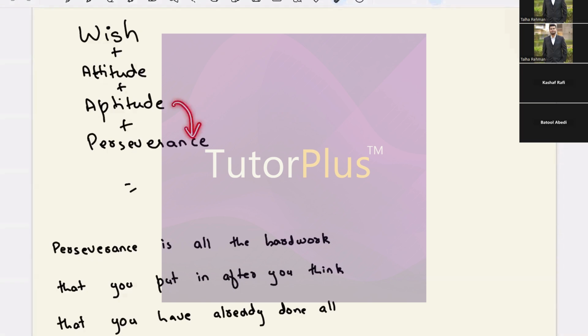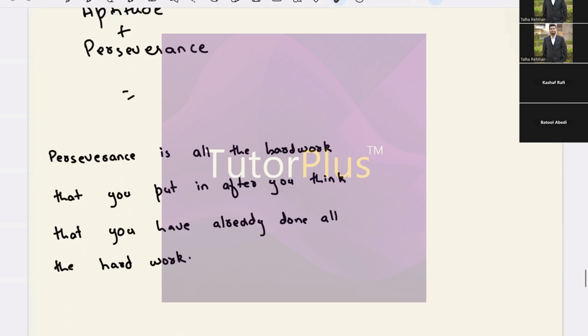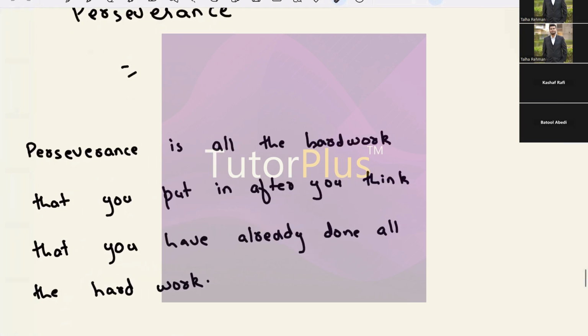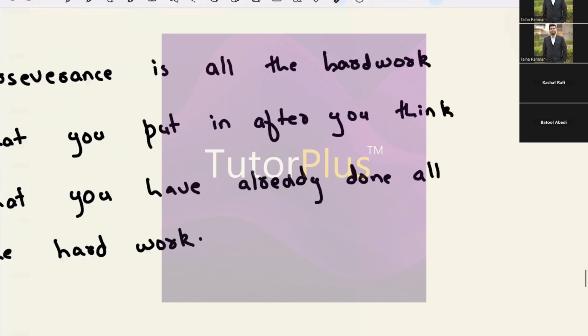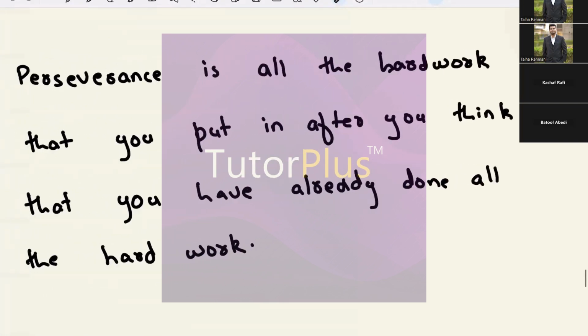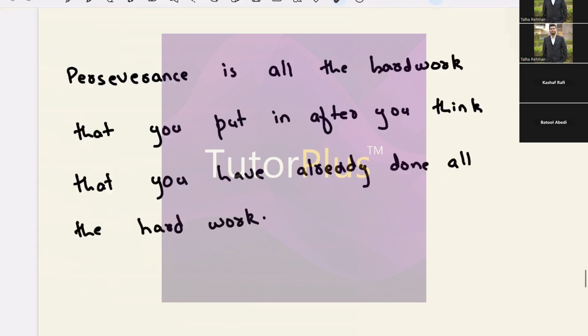And perseverance is what I've already talked about. Here's a bit of a definition of perseverance as well. Perseverance is basically all the hard work that you put in when you think that you're already done putting in the hard work. Another way to look at perseverance is that every time you fall down, you have to get back up and settle. That's something we define as perseverance.